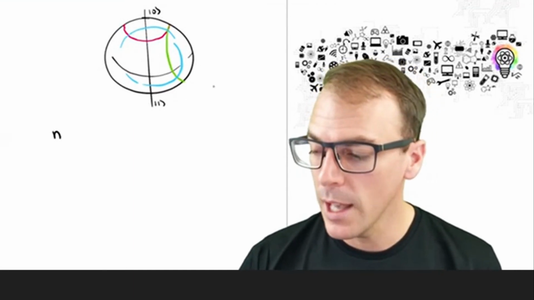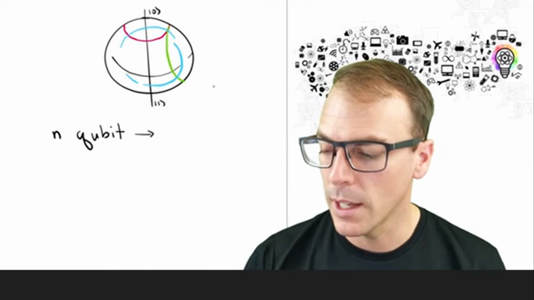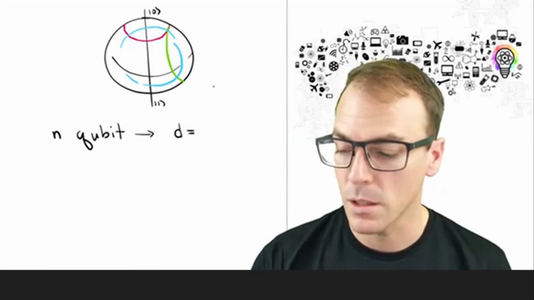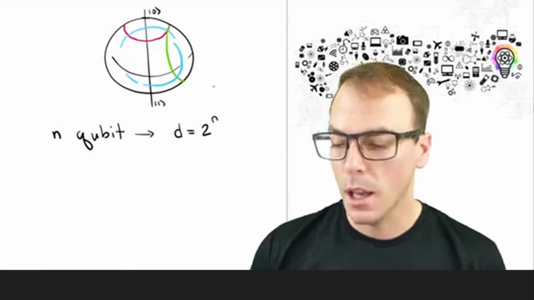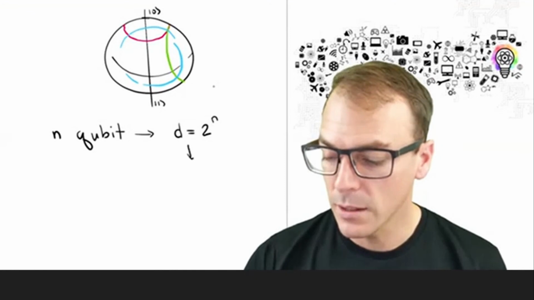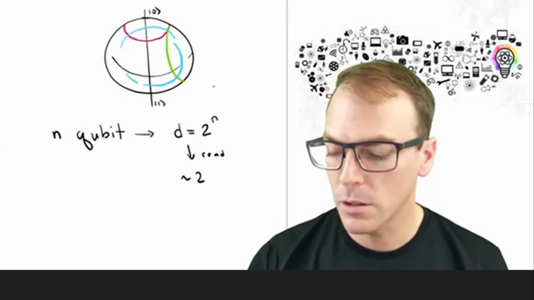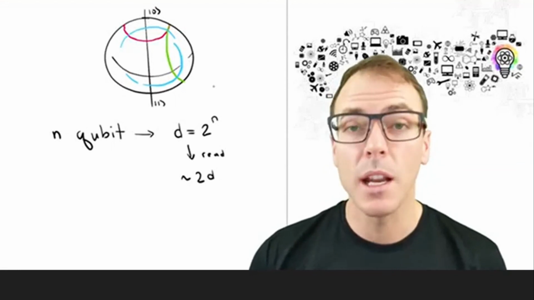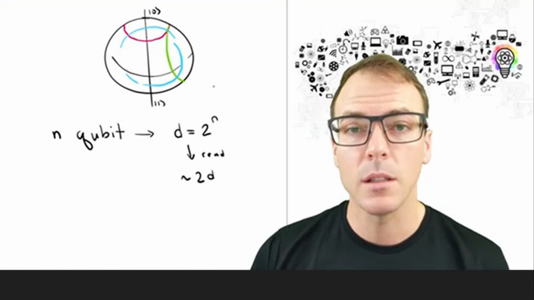In general, if I have n qubits, then the dimension d, so the number of complex numbers I need to specify it, is 2 to the n. And in fact, to read that data, I need something like, not exactly, but something like 2 times d different measurements. And so that's exponentially many different kinds of measurements for n qubits.